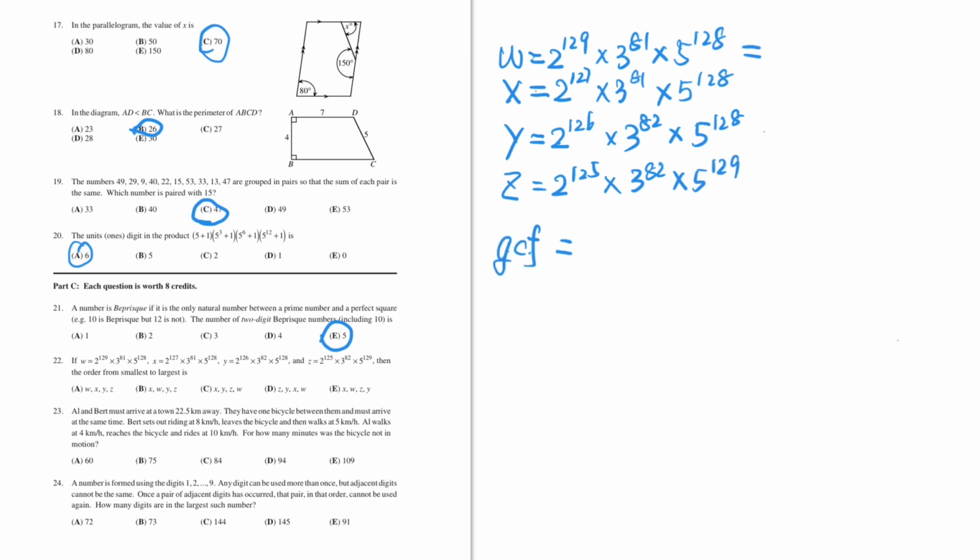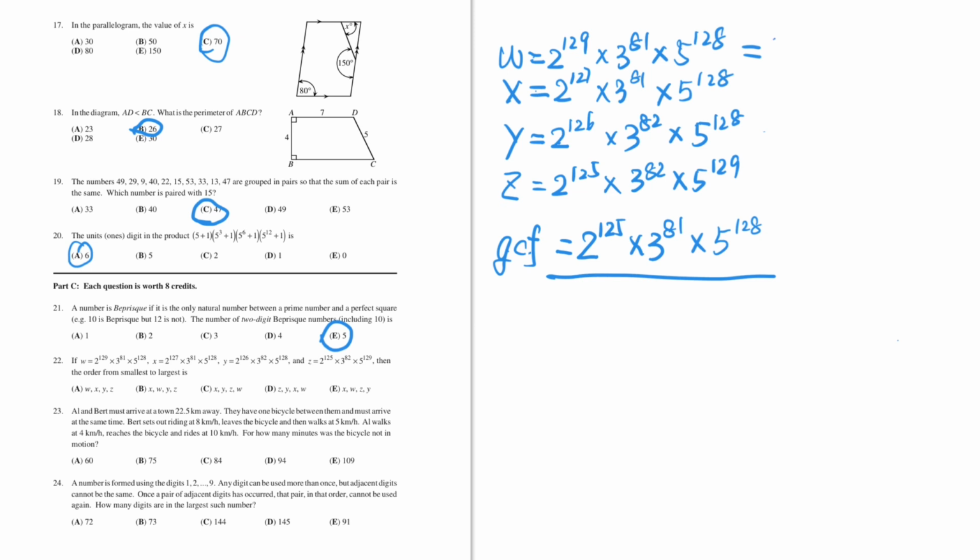The GCF of these four numbers: the smallest power of 2 is 125, so that's 2 to the 125. The smallest power of 3 is 81, and the smallest power of 5 is 128. So that's the GCF.